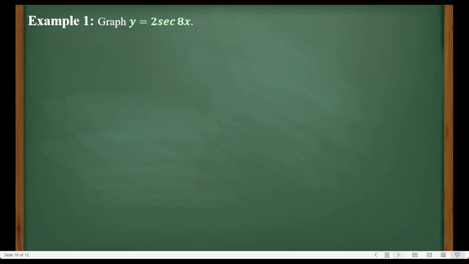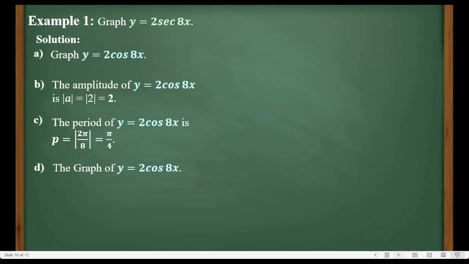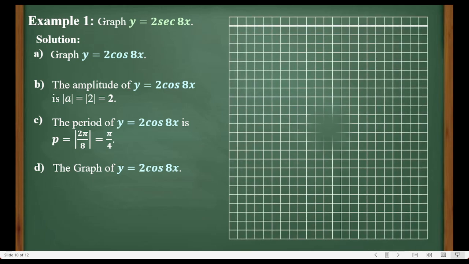Number 1, how do we graph the function y is equal to 2 secant of 8x? Now, the first thing we need to do is to graph the reciprocal function of this given function. So that is y is equal to 2 cosine of 8x. From here, we determine the amplitude, so it's 2, and the period is 2 pi over 8 or pi over 4. Then we graph the function.